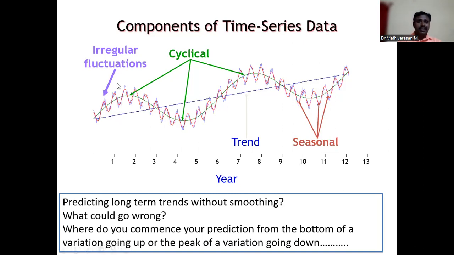Here there are certain data where you can see irregular fluctuations. Here there are certain data in the form of cyclic nature. Every particular period of time it will be repeating. And there are certain seasonal variations. There is a certain long-term trend as well.